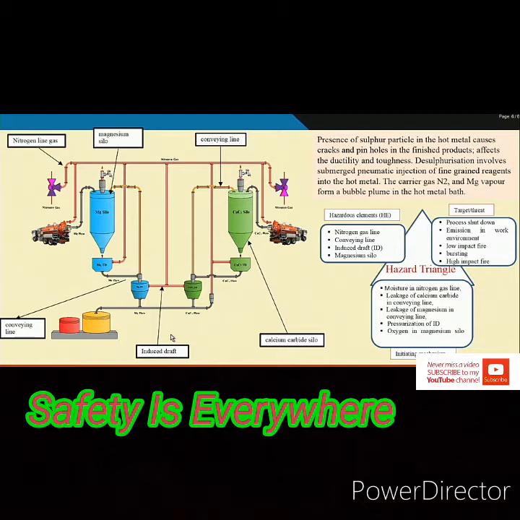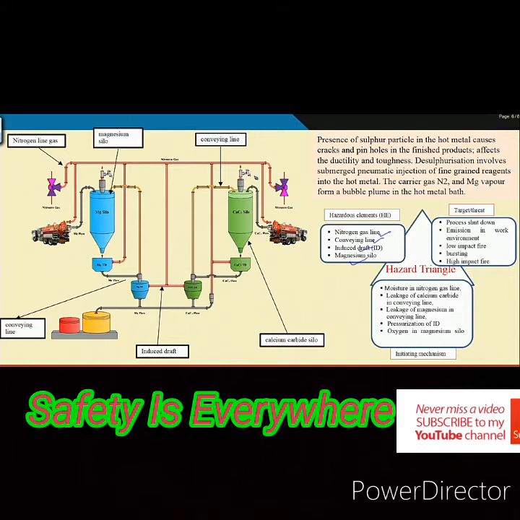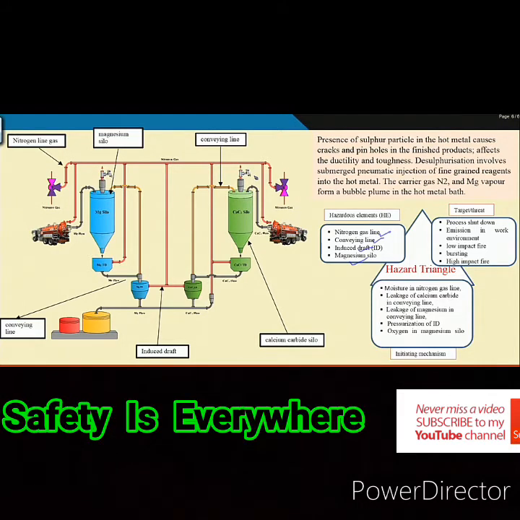Now, see that our aim is here. So, what are the hazardous elements? You recall the first few lectures. The hazardous elements are the nitrogen gas line, conveying line, induced draft, magnesium silo. These are a few things. Obviously, hot metal is also a hazardous element, but from this point of view we are concentrating on the desulfurization unit. What are the things there? Hot metal is obviously there.